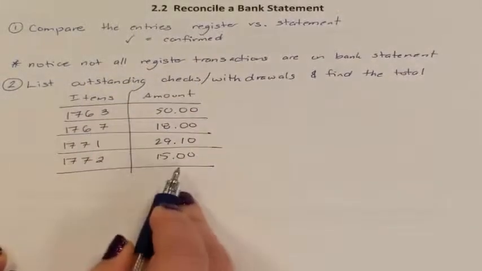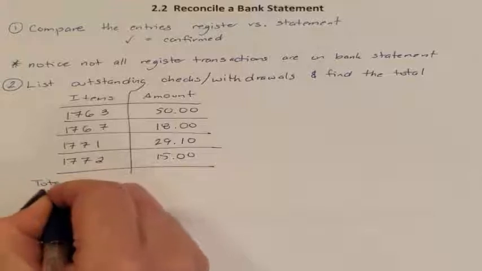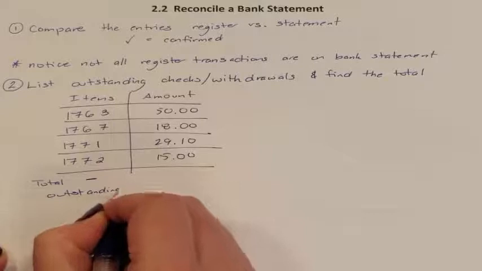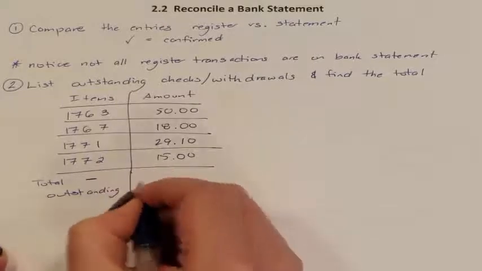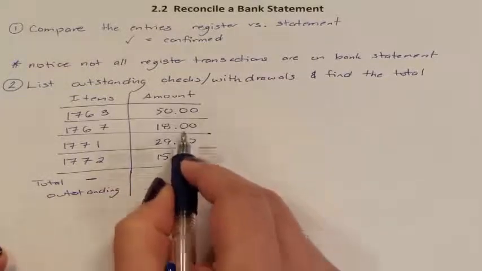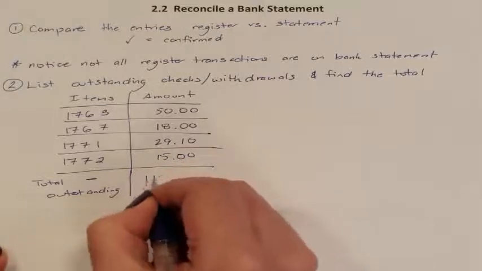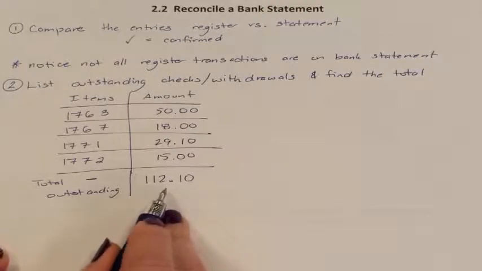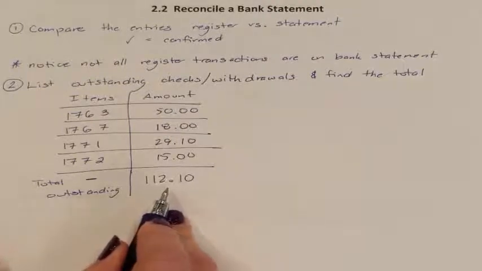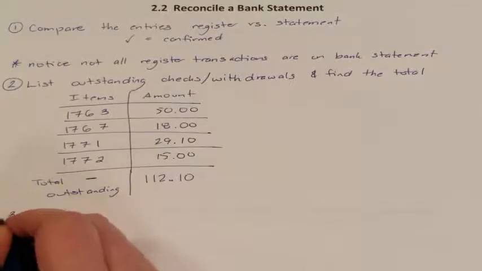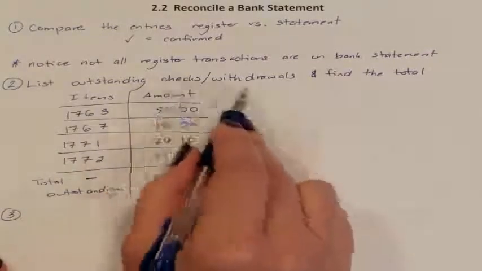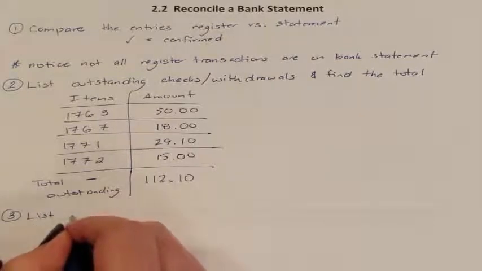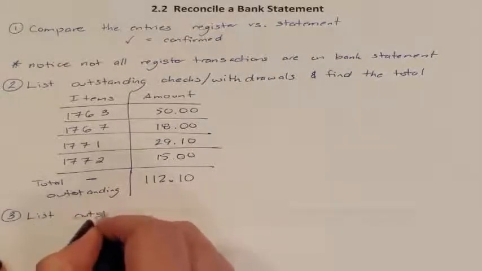Now that I have all the items that were missed written down, I need to figure out my total outstanding balance for my checks and withdrawals. So I need to add all of these together. When I add all of these together, I get $112.10. This is how much I have spent that is currently still not in my bank register. The next thing I need to do, outstanding checks and withdrawals are not the only thing that was missed. There were also outstanding deposits.